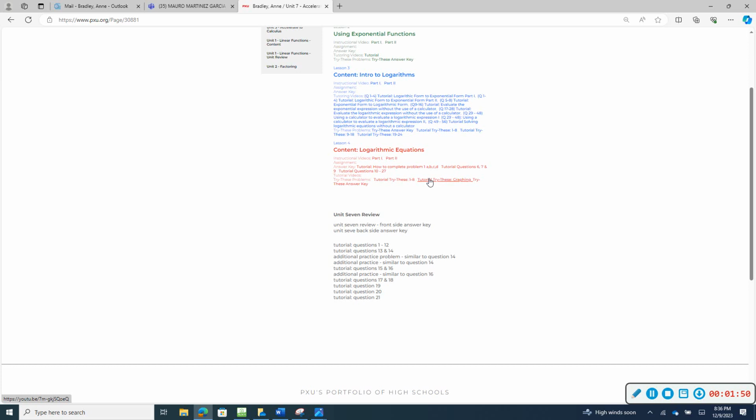Students on Friday were given the Unit 7 review. Here would be the front side and the back side as an answer key, and then down below are tutorials on how to go through each problem. I did offer tutoring on Saturday, both in the afternoon and the evening, and students asked for a couple additional problems, like 14 and one like 16. So you will see these were not particularly on the review, but they are additional problems to help students out.